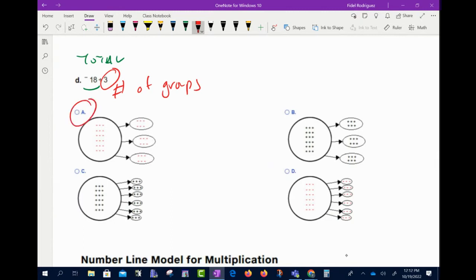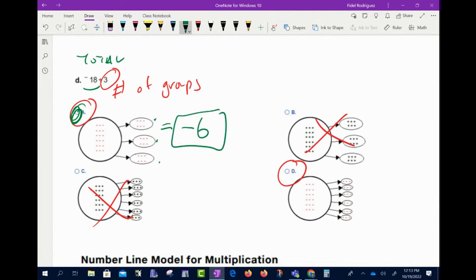So it looks like A and D are going to be my choices, right? So I'm not going to look at C and I'm not going to look at B because A and D have the negatives. There's a total of -18s, or 18 negatives. Now the 3 tells me how many groups I'm going to have. So A has 3 groups, right? 1, 2, 3. Okay, so y'all, A is going to be my choice. What I'm looking at is what is the number in each of those groups? -6, right? -6. Okay, so that's the chip method.